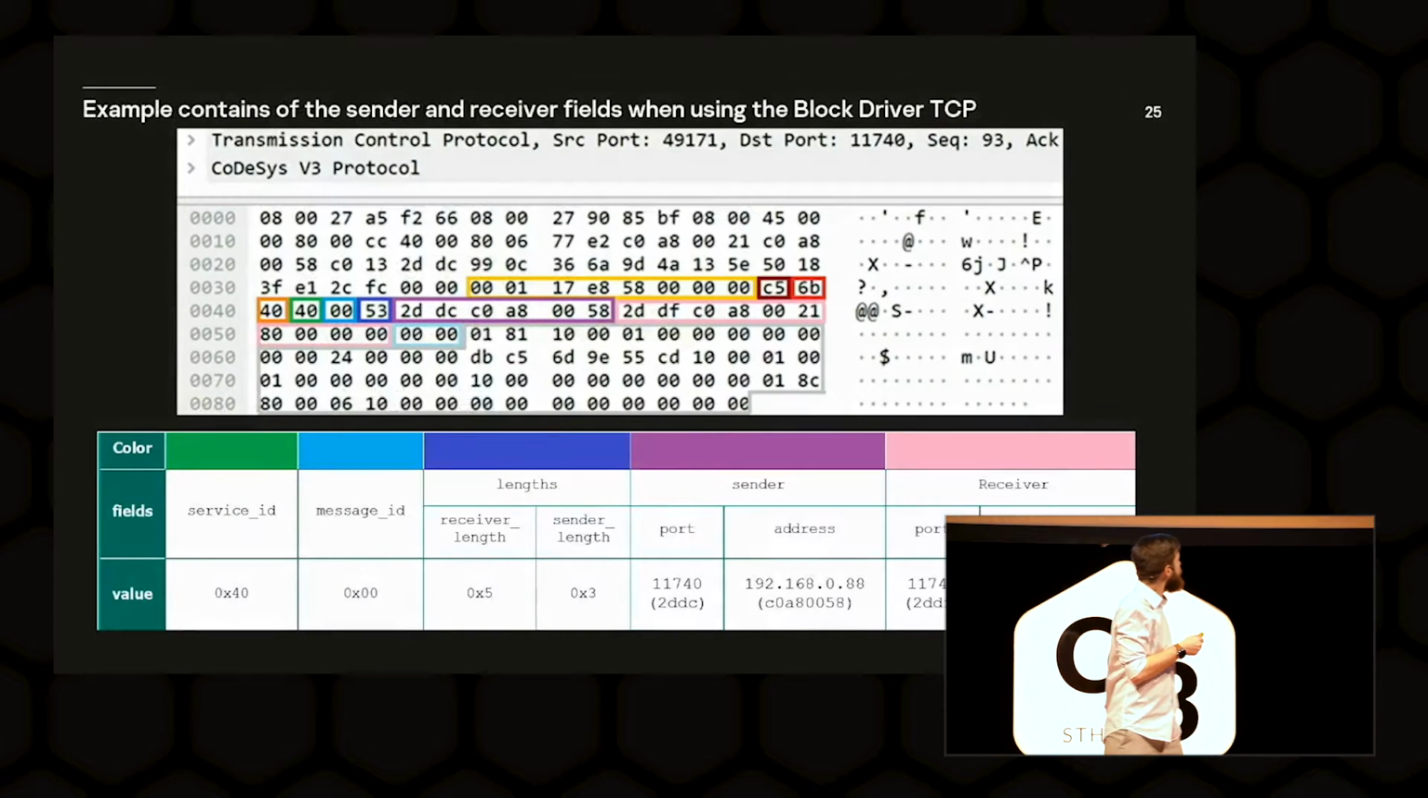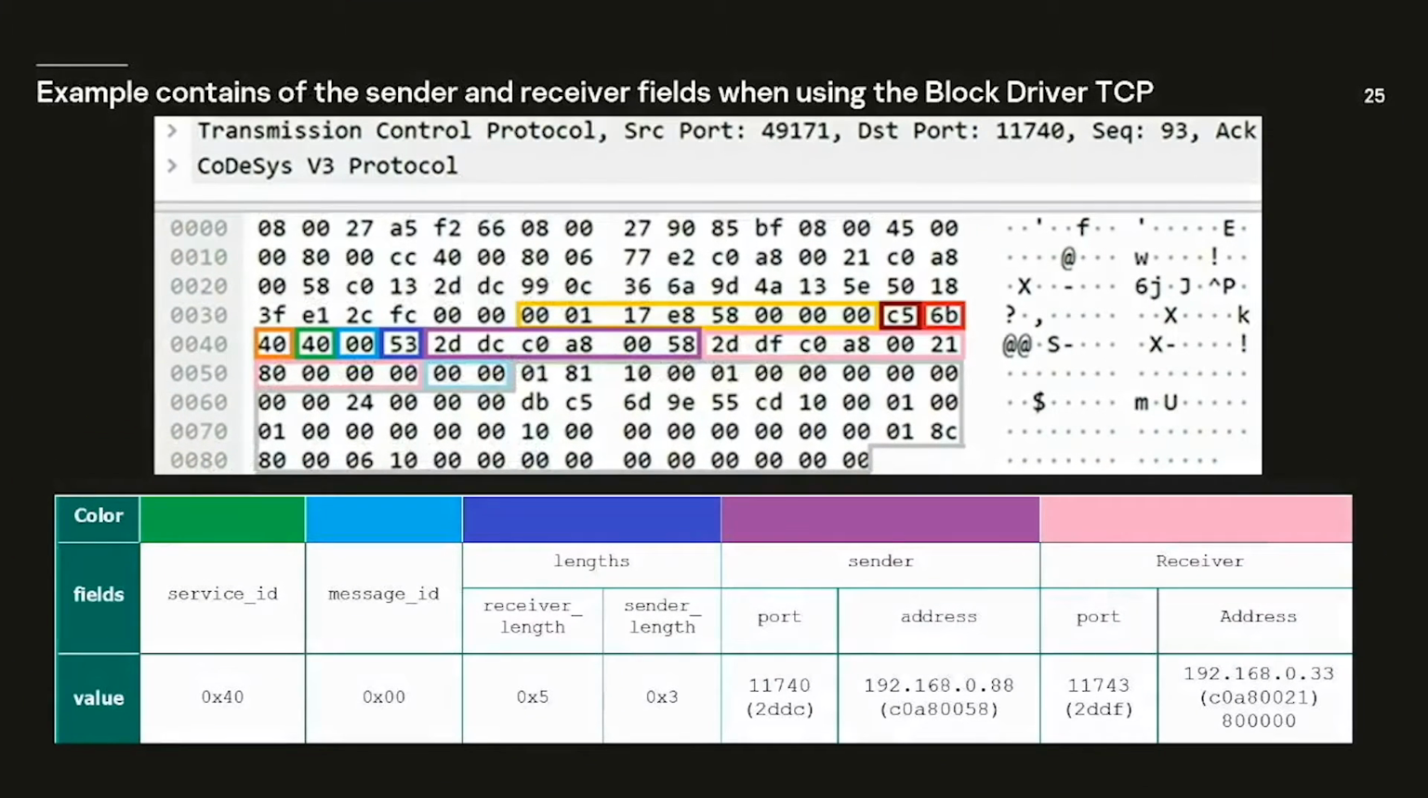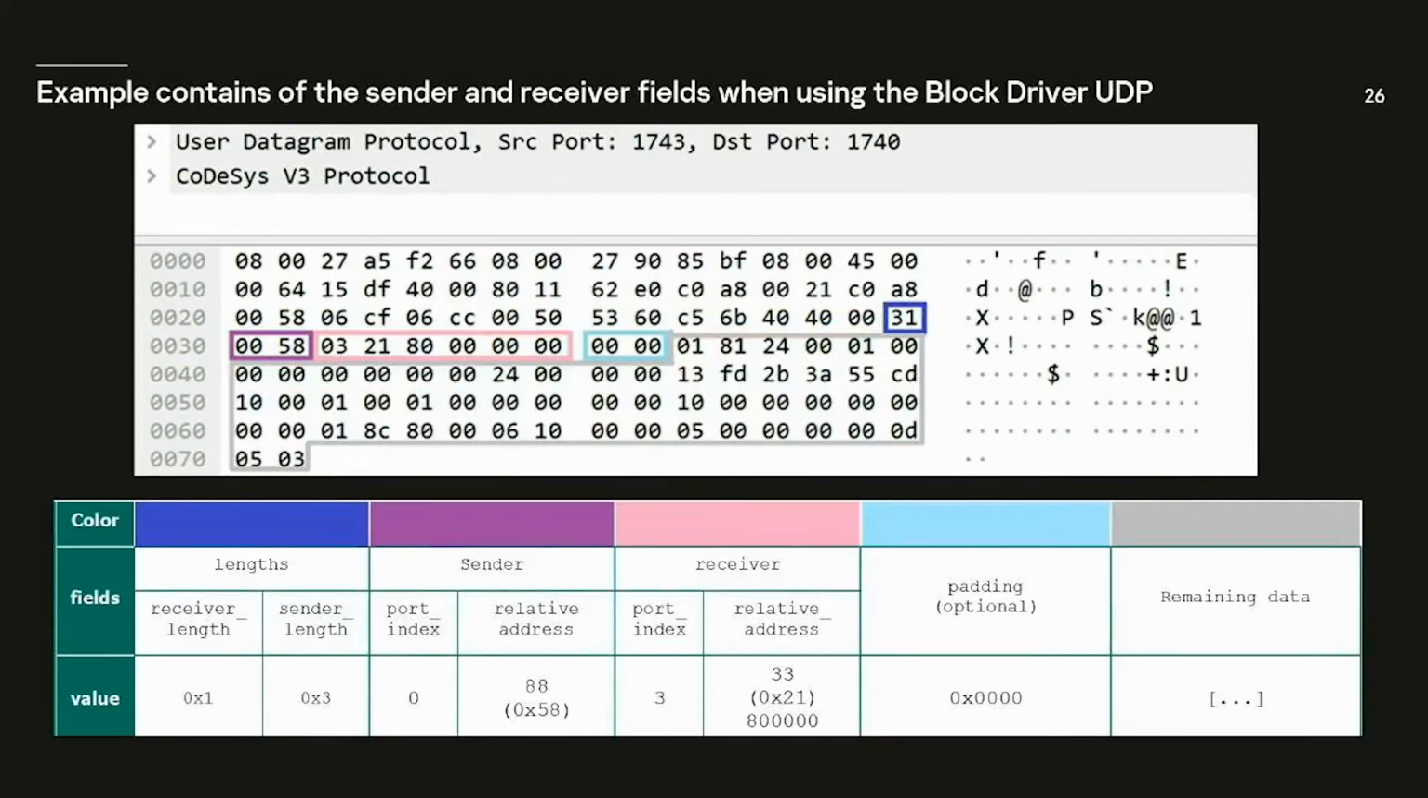CODESYS Runtime works with two types of addresses, relative and direct. Here is an example of direct addresses: 2 bytes of port and full IP version 4 addresses, like in the IP protocol. And here is the type of relative addresses. Instead of 4 bytes of addresses, we have only 1 byte of relative addresses.